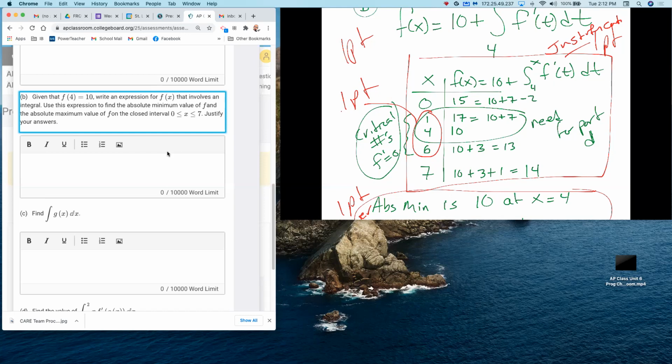So the answer point is 1 point. The justification is that table. That's why I say just make a table when they say absolute maximum, minimum. Just start making a table. Find the critical numbers. Usually that's a point, finding the critical numbers. And then the justification is 1 point, and then the answer is 1 point. And in this case, they wanted you to write that integral expression first, so that was an extra point on there. Anybody online have any questions?